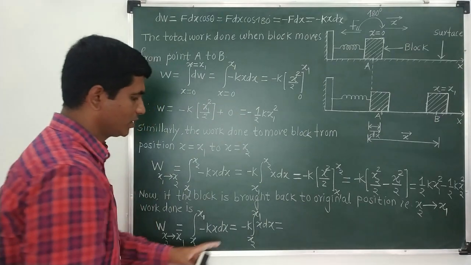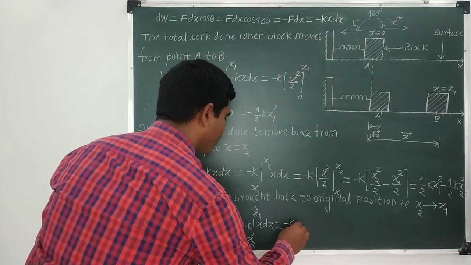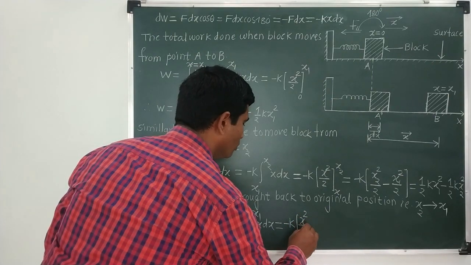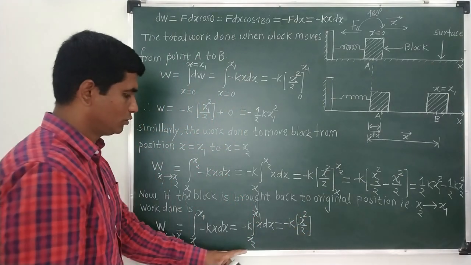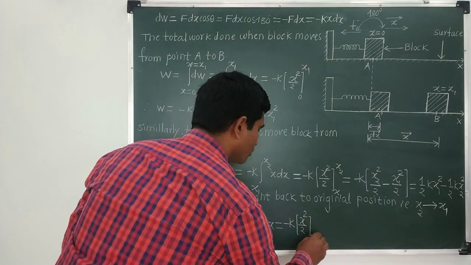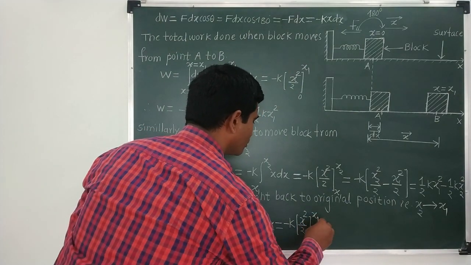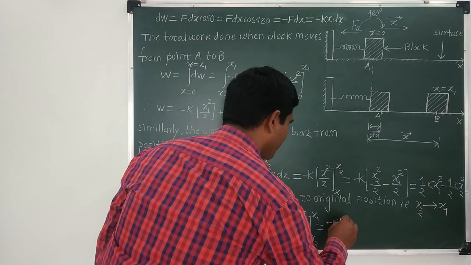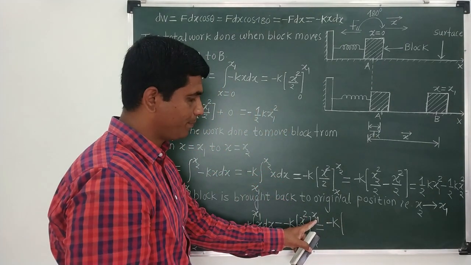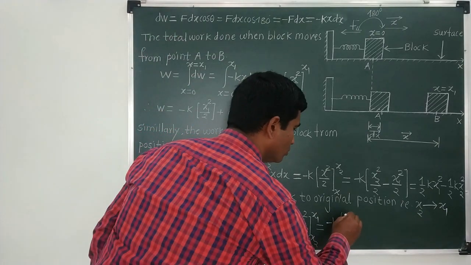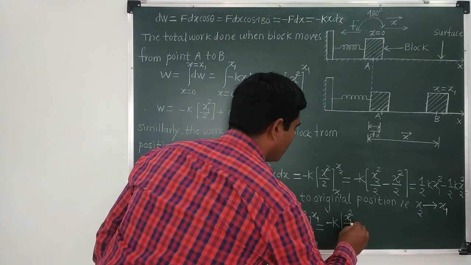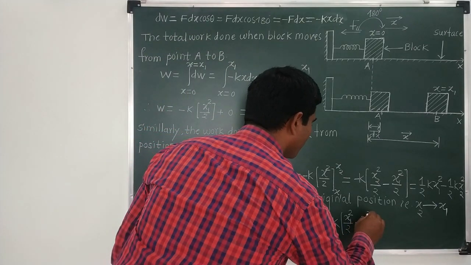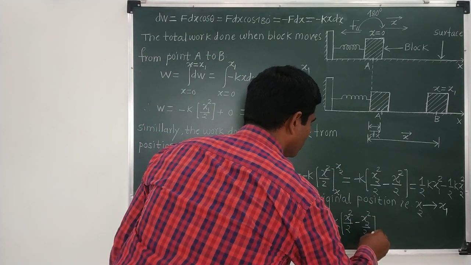This is equal to, now if it is minus k in bracket, the integral of x will be x square by 2, from x2 to x1. This is equal to minus k in bracket, first of all put the upper limit, that is x1 square by 2, minus the lower limit, that will be x2 square by 2.